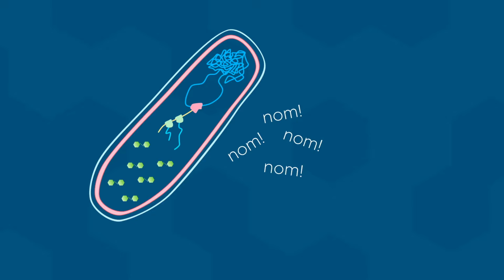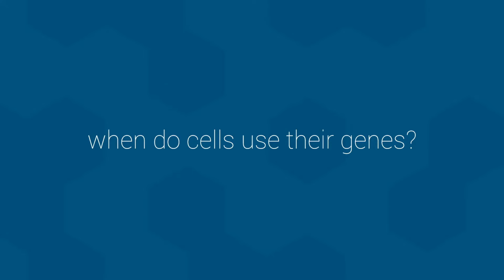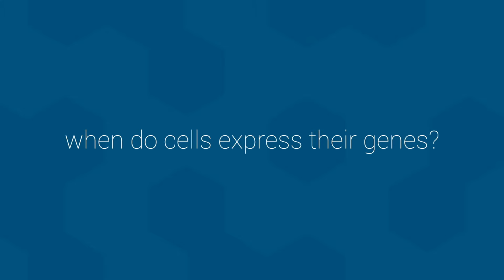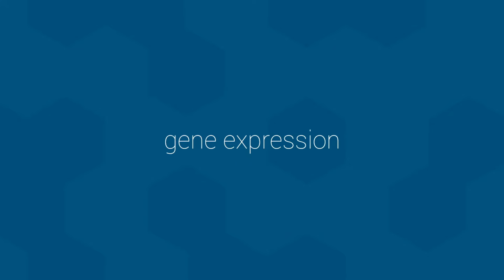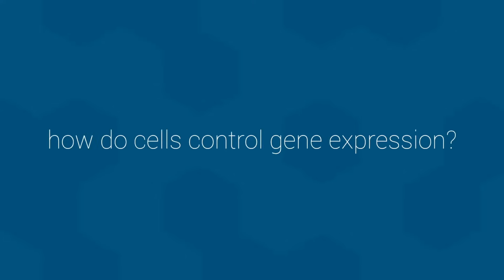So, returning to our question of when do cells use their genes, the answer is when they need to. By the way, we usually refer to cells using their genes as cells expressing their genes. To put it more simply, we refer to this as gene expression. As I just showed you, cells don't want to express their genes all of the time, or ever in some cases. Thus, they need a way to control when and where the genes are expressed. The mechanisms for controlling gene expression are collectively known as gene regulation.